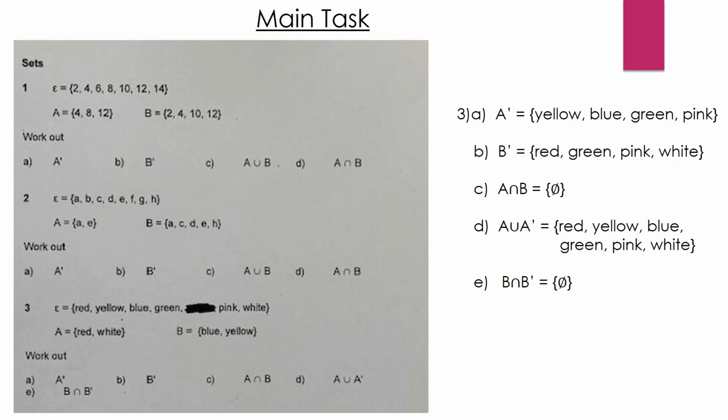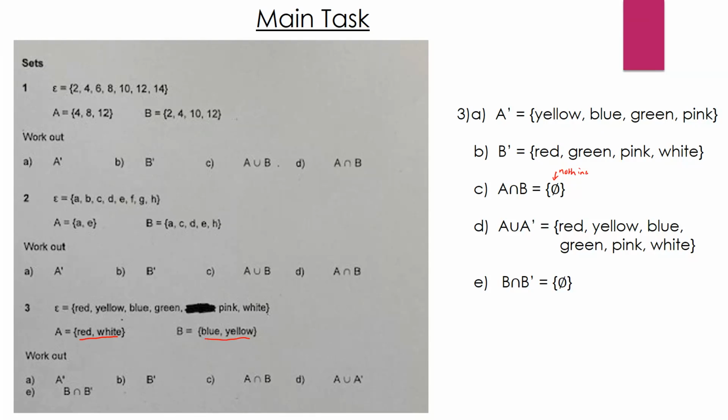Now, question 3 is about colors. So here's A, red and white. So everything not in there is yellow, blue, green, and pink. Everything not in B is red, green, pink, and white. Now, when we say A intersect B, what's in A and in B? If we have a look at A and B, A has got red and white, and B has got blue and yellow. So nothing's in both. So that can be written as nothing in the set.